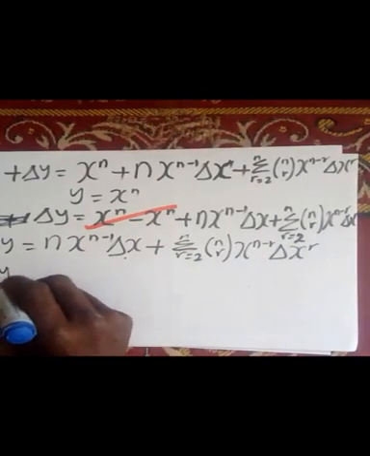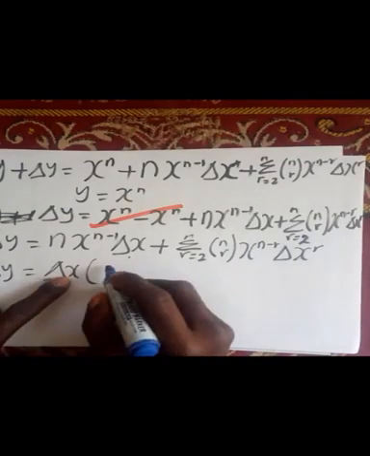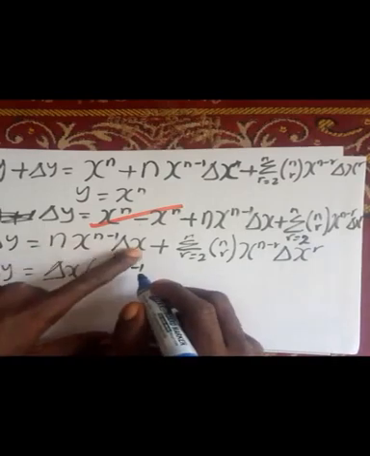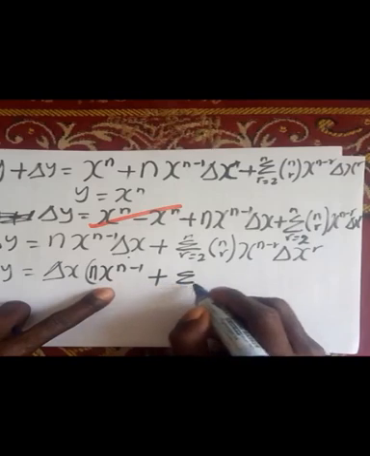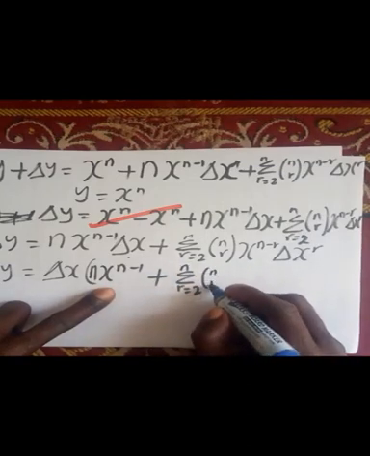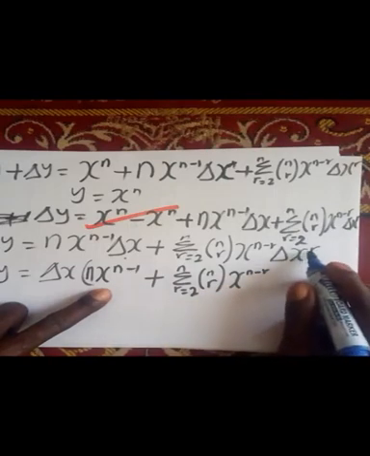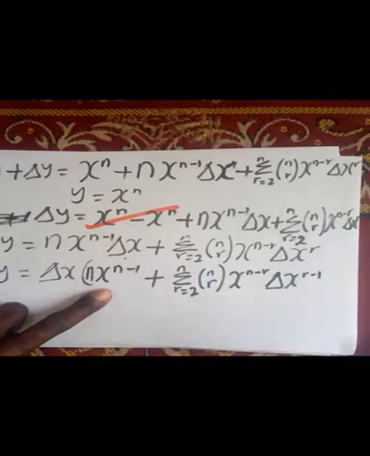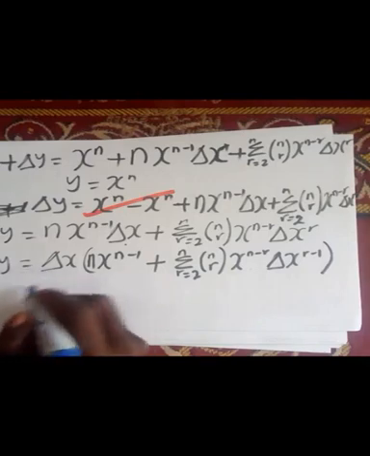So we have delta y is equal to delta x into n x raised to the power of n minus 1, then plus summation from r equals 2 to n of n combination r, then x raised to the power of n minus r, then when you subtract 1 here, you have delta x raised to the power of r minus 1. So that is, you factor delta x from each term, from this term and from this term. So the next thing, we are going to divide through by delta x.